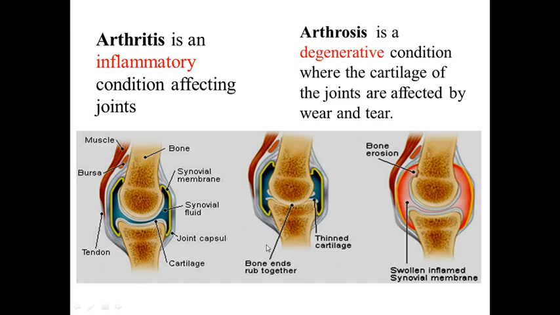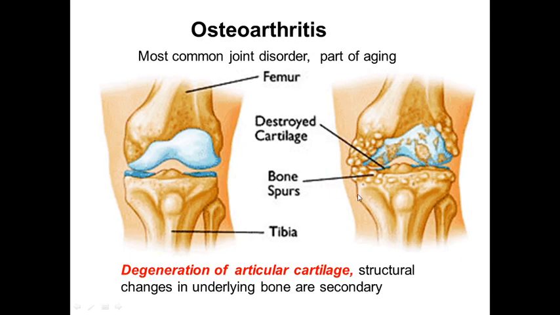And let's start our discussion of today's symptoms. First is the arthritis symptom and the arthrosis symptom. What is arthritis? Arthritis is an inflammatory condition affecting the joint, and arthrosis is a degenerative, non-inflammatory condition where the cartilage of the joints is affected by wear and tear.